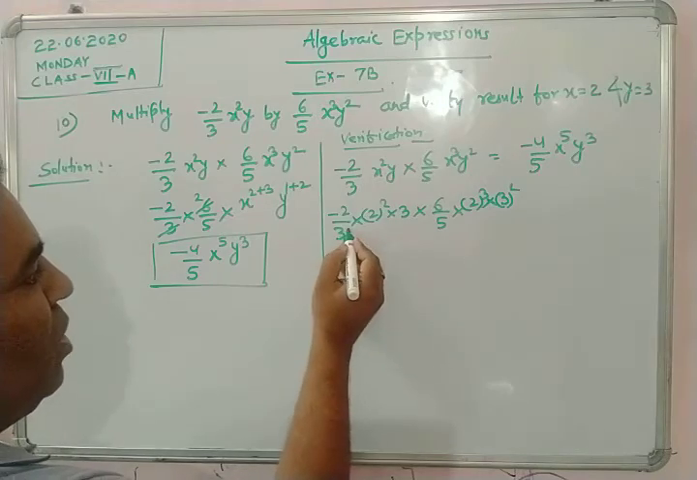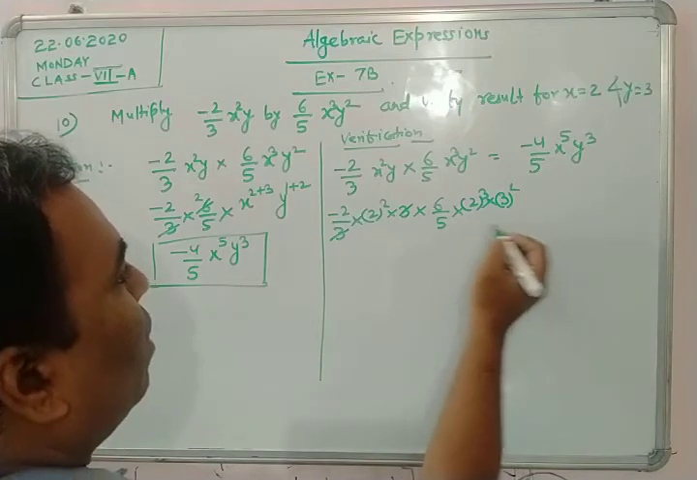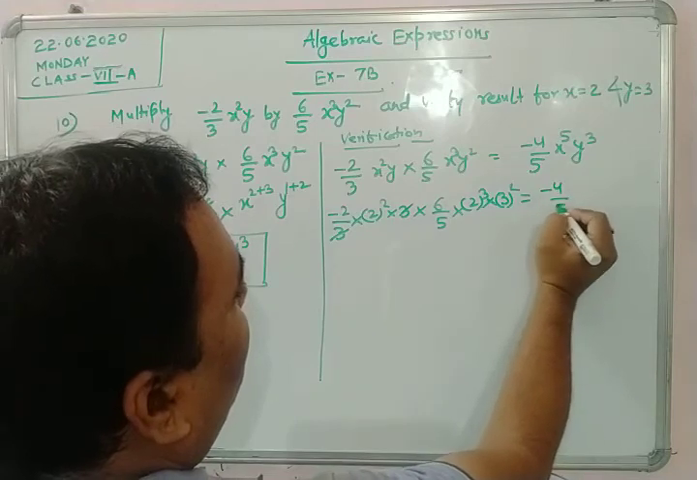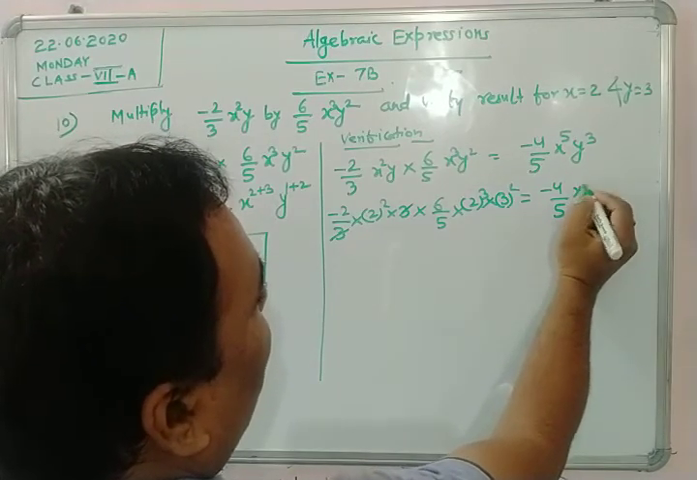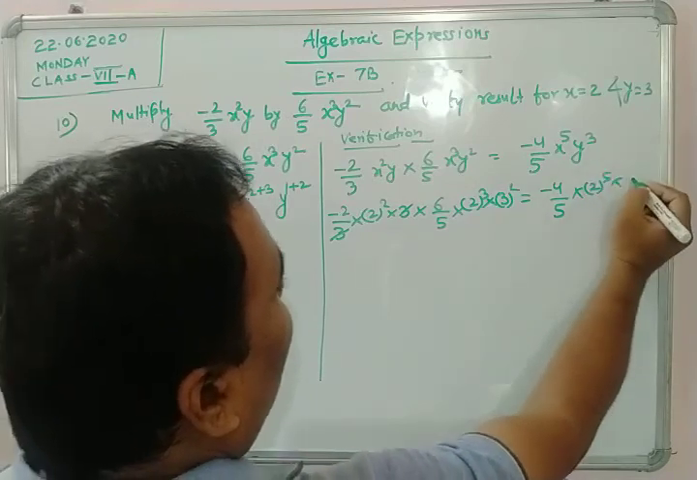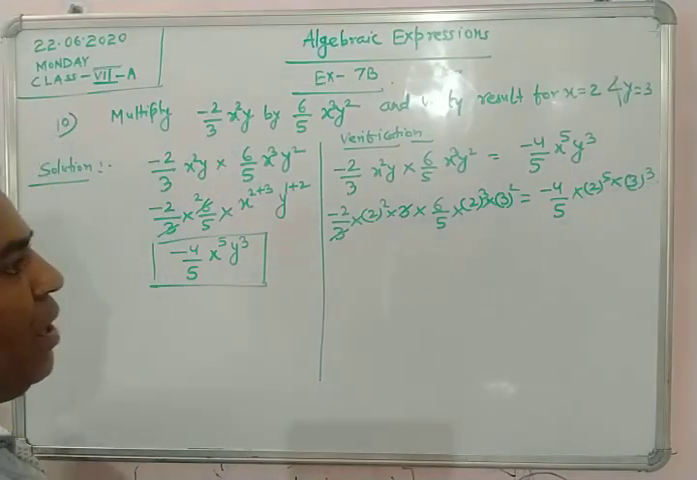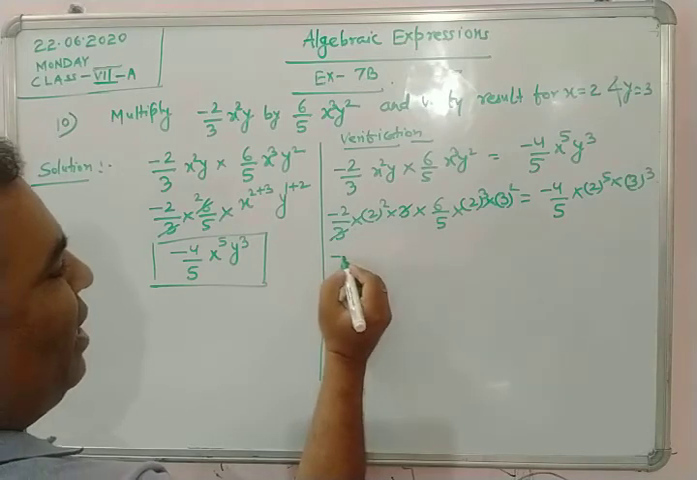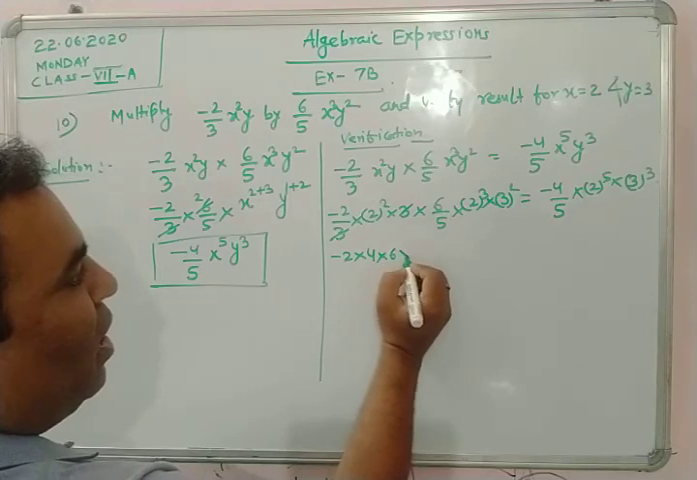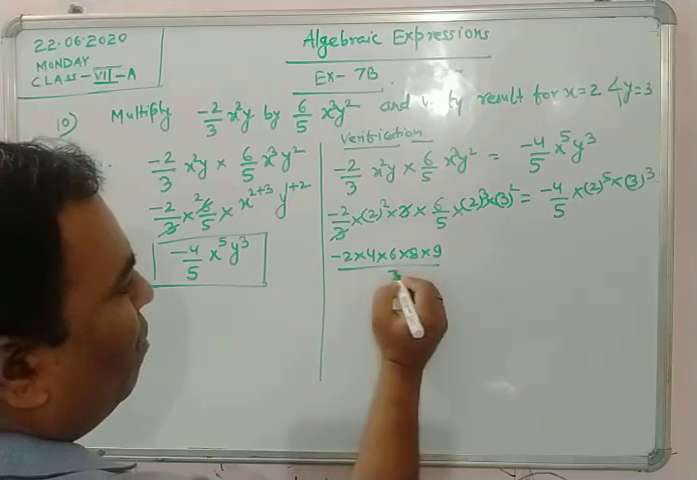So 3 gets cancelled. Now equal to minus 4 by 5 x to the power 5, that means 2 to the power 5, y cube, that means 3 to the power 3. Let's see whether these two are equal or not. So minus 2 into 2 square, that means 4, into 6, into 2 cube means 8, 3 square means 9, by 5.